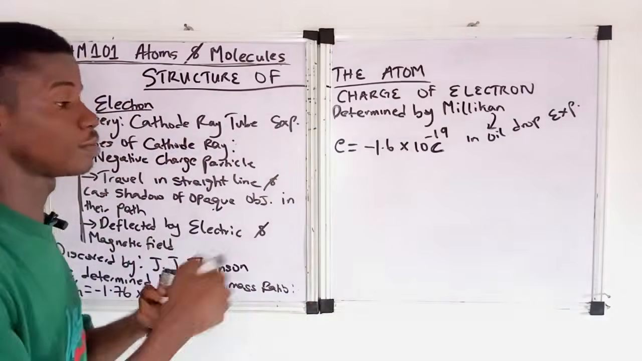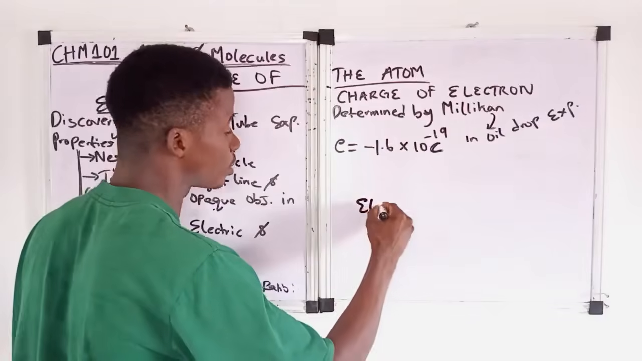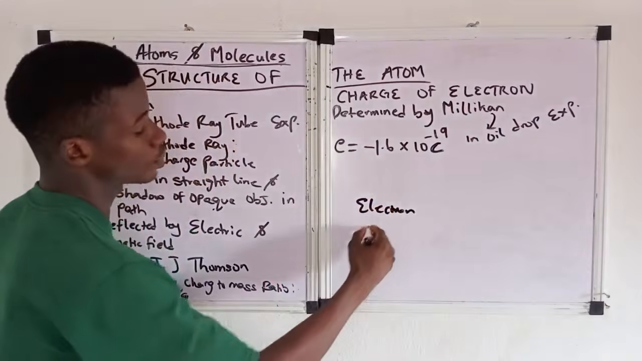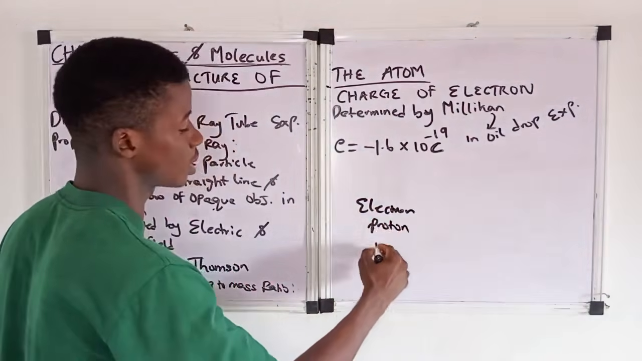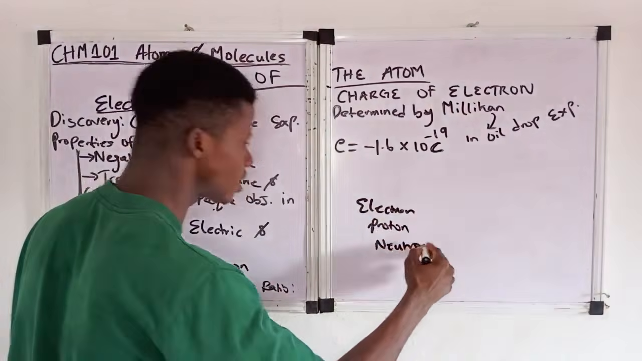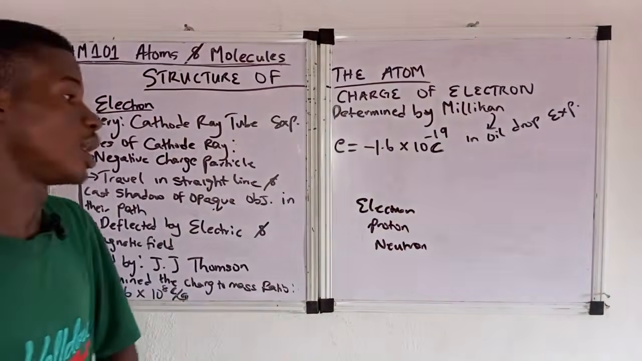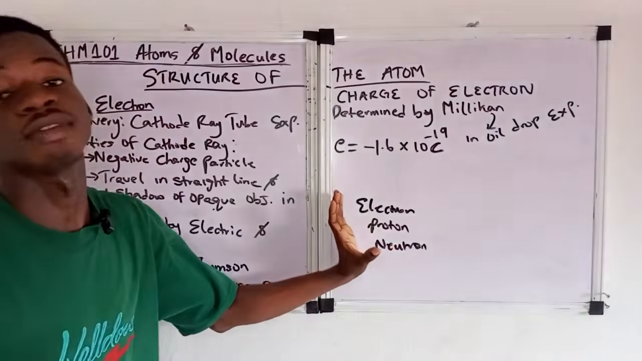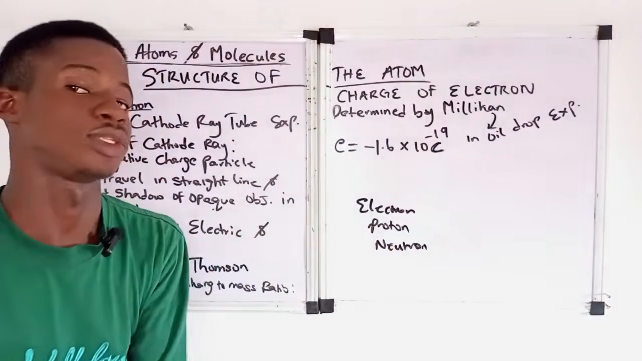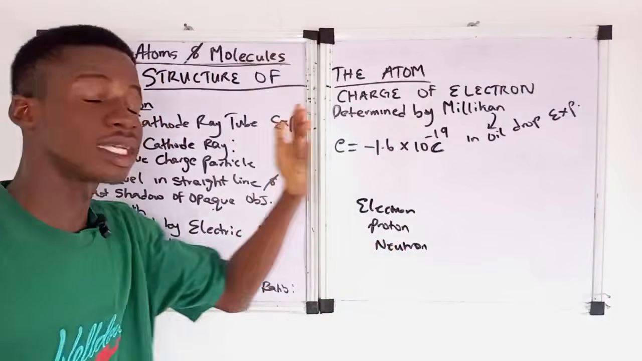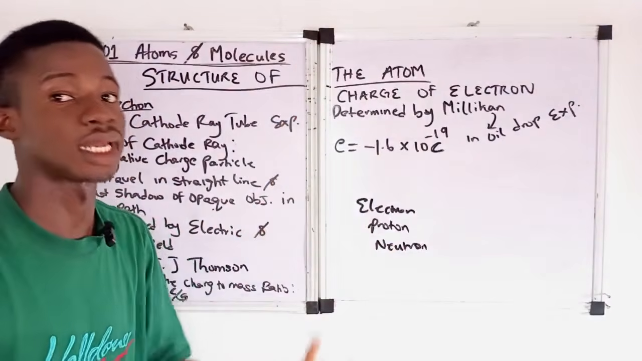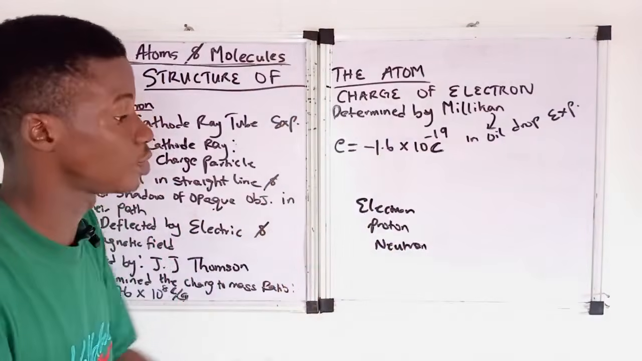We all know that an atom is made up of electron, proton, and what? Electron, proton, and neutron. Yes. Now, this is one of the things that Dalton's atomic theory missed. In that atomic theory, it was said that an atom is an indivisible particle.